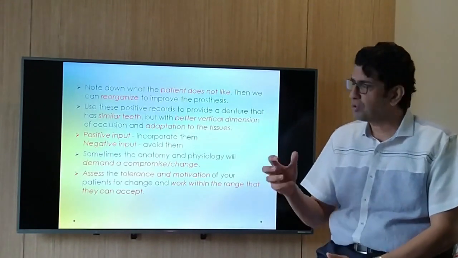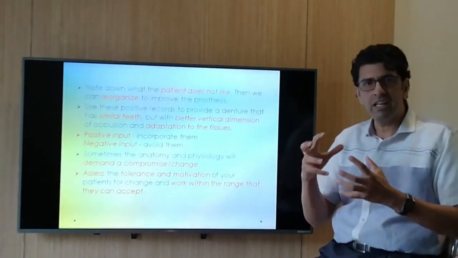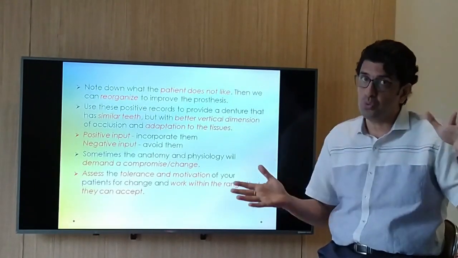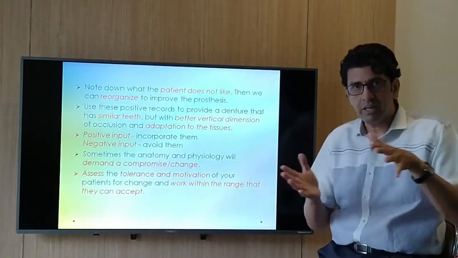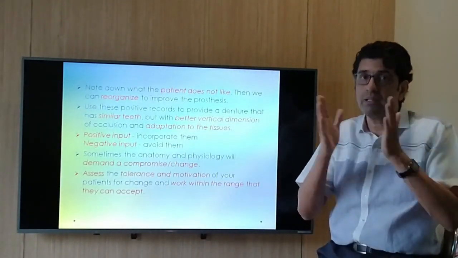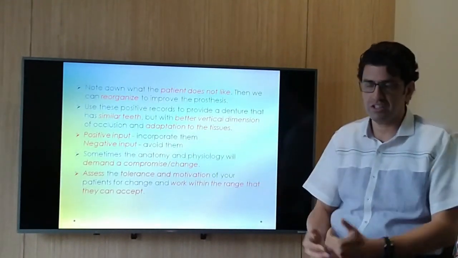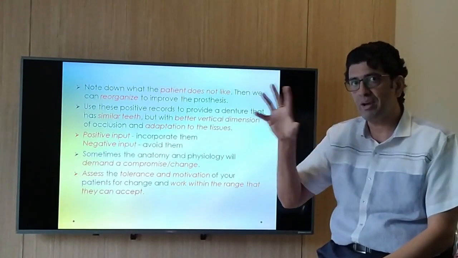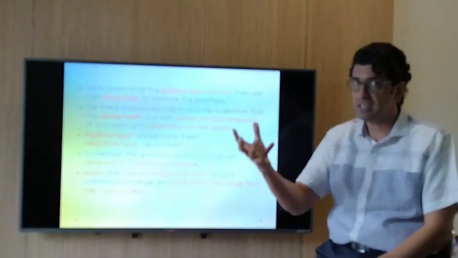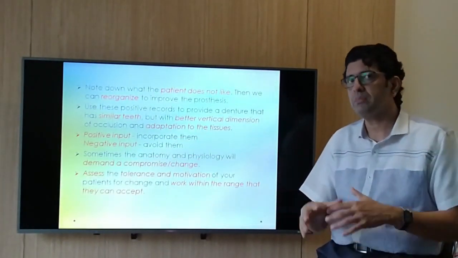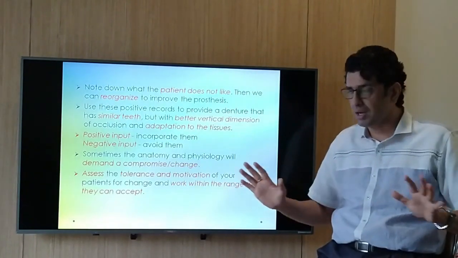Use the positive records to provide a better denture with similar teeth, but maintaining a new vertical dimension. A better vertical dimension because now the teeth have all changed, and a better adaptation to tissue because the tissues have changed. So these are the 2 things you want to change in the new denture while retaining the aesthetic values of the old denture. The positive input, incorporate it. The negative input, stay away from it, avoid it.